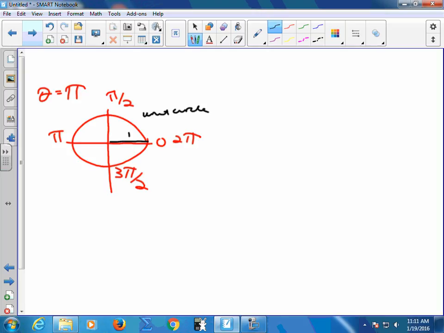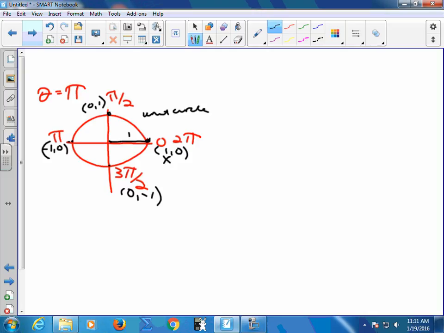1. So this position would be 1, 0. This position would be 0, 1. This position would be -1, 0. And this position would be 0, -1. And yes, you can find these on your calculator, but if I ask you to do them without a calculator, you have to find them like this.